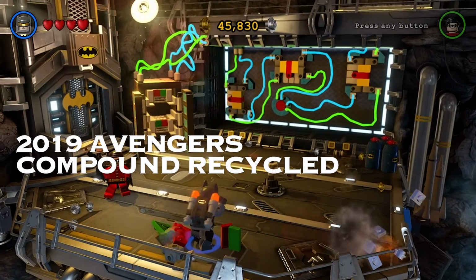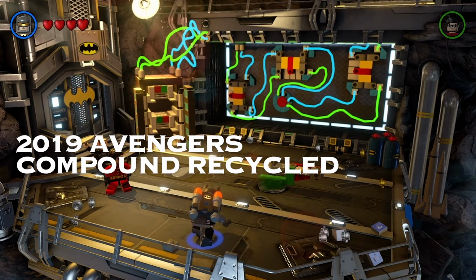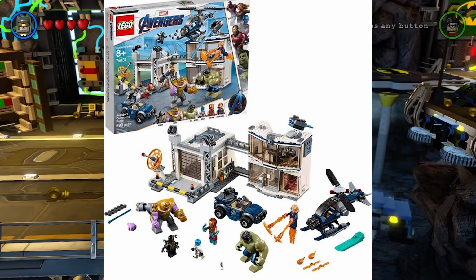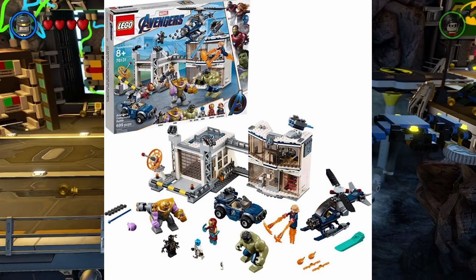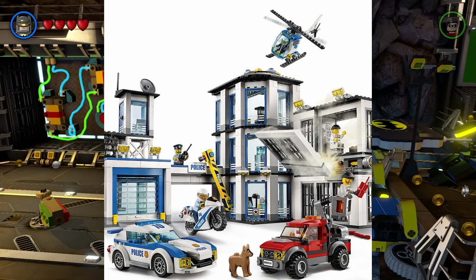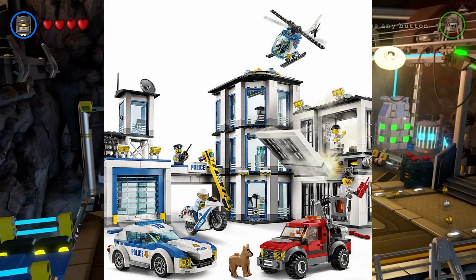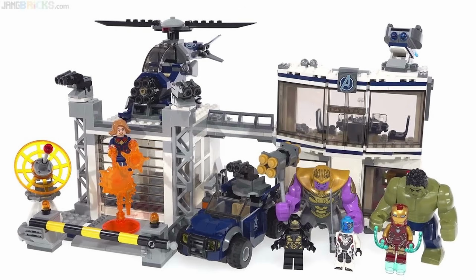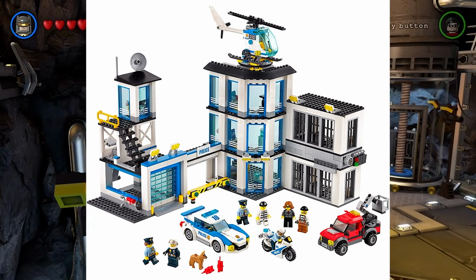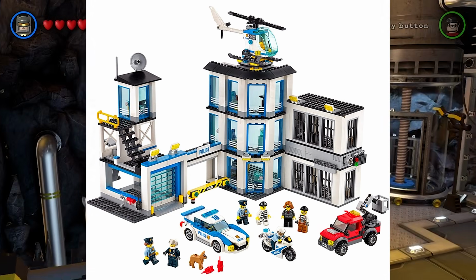2019 Avengers Compound is Recycled City Police Station. Avengers Compound Battle is a 2019 set based on Avengers Endgame, and the main build of this set looks very similar to a Lego City Police Station set. This may have been because Lego didn't want to potentially spoil anything from the upcoming movie. If you look at the Lego City Police Station from 2017, 2 years prior, you can certainly see the resemblance.